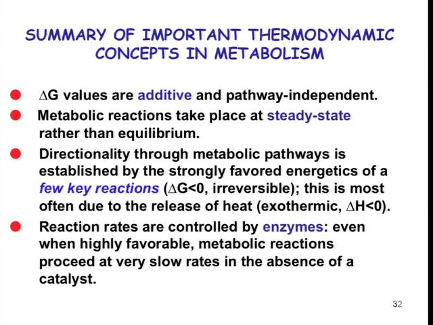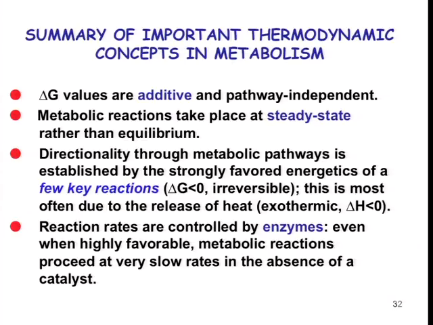Okay, so what are the important parts about this that we have to know? Delta G values are additive and pathway independent. That's because it's a state function. So if I give you a pathway from A to B with B and C, but you have a pathway involving different intermediates and know the value from A to E, that delta G will be the same for whatever path you use to get there. It's pathway independent.